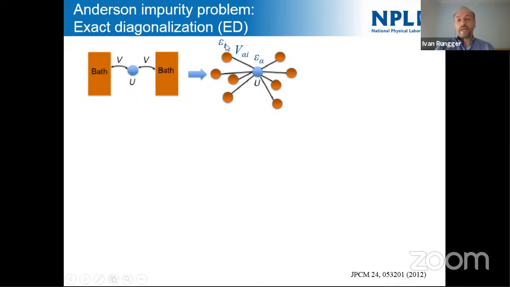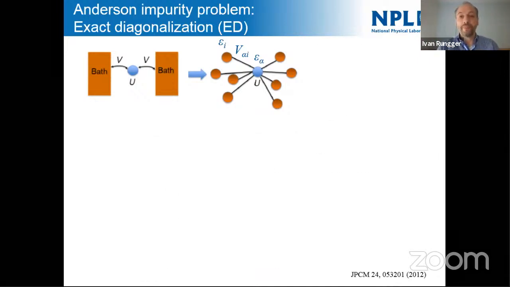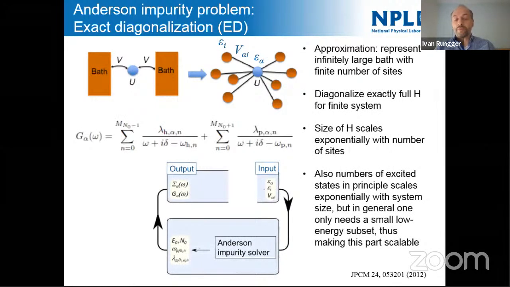And then for each site you have some parameters, like epsilon_i, the onsite energy, and the hopping V that couples this bath site to the impurity site. And then essentially we have transformed this infinitely big system into a big molecule, and then we can just solve it using methods used for molecules. So in principle, we can do this, right? We can calculate the Hamiltonian for this big molecule, we can diagonalize it, and we're done.